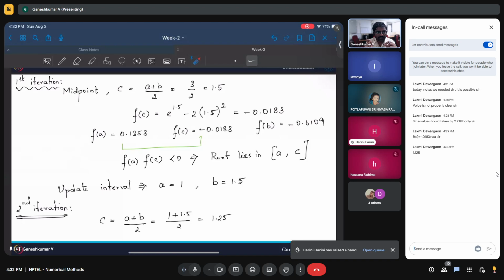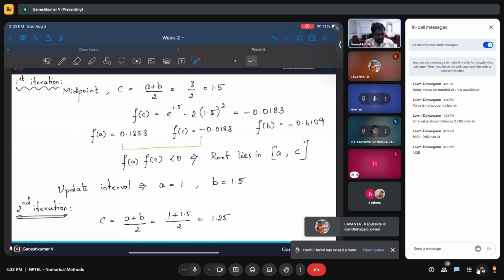But the problem with bisection is, even if you understand that, you have to follow the method, and you have to keep oscillating between the midpoint. That is not the case with respect to other methods, right?